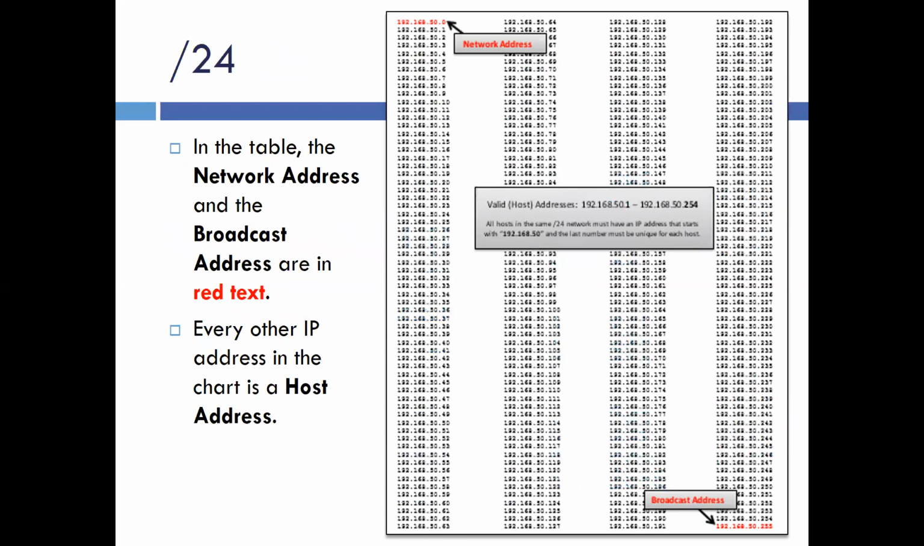The network address is also called the network ID. With the subnet mask, the network address is used to identify all IP addresses in the subnet. The broadcast address is a special address that communicates with all hosts on the network. For now, just remember that you cannot assign these two IP addresses to devices on your network.